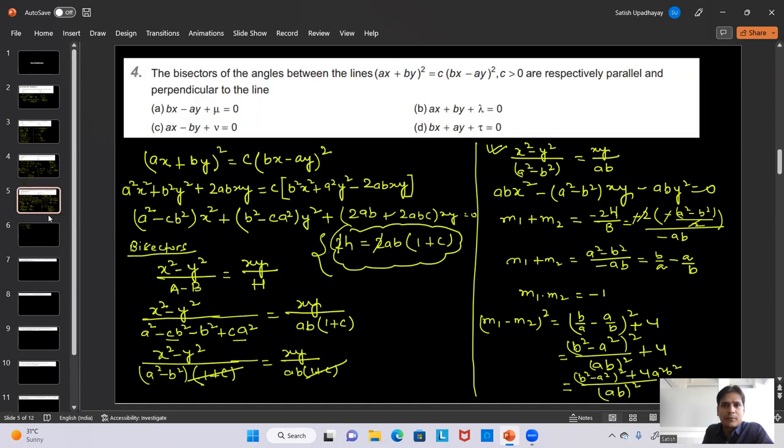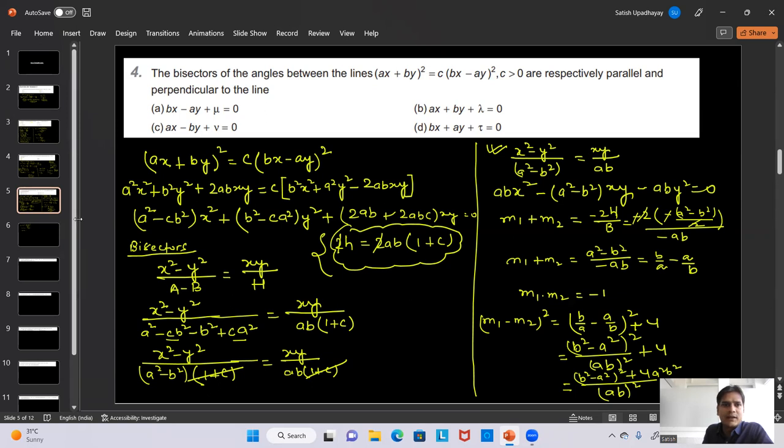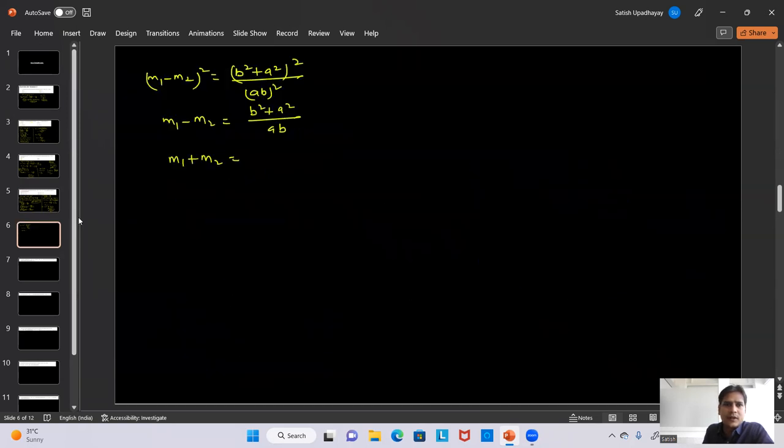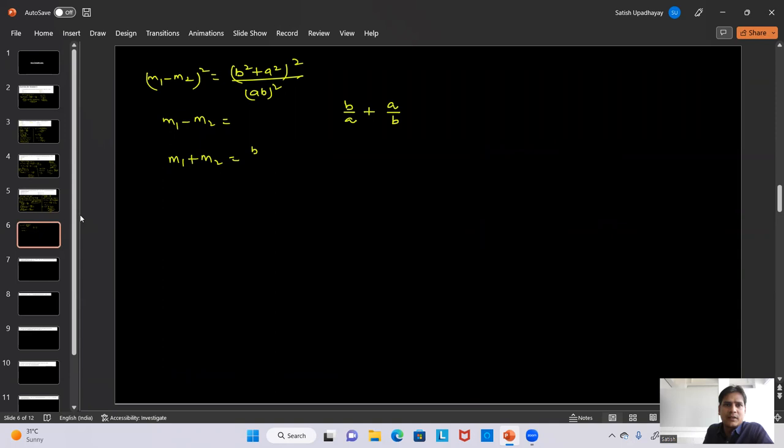And what is the value of M1 plus M2? M1 plus M2 is our b by a minus a upon b. So here also we can write it as b upon a plus a upon b, right? So this is M1 minus M2. And what is M1 plus M2? b by a minus a by b. So b by a minus of a by b. And here we are getting b by a plus a by b.